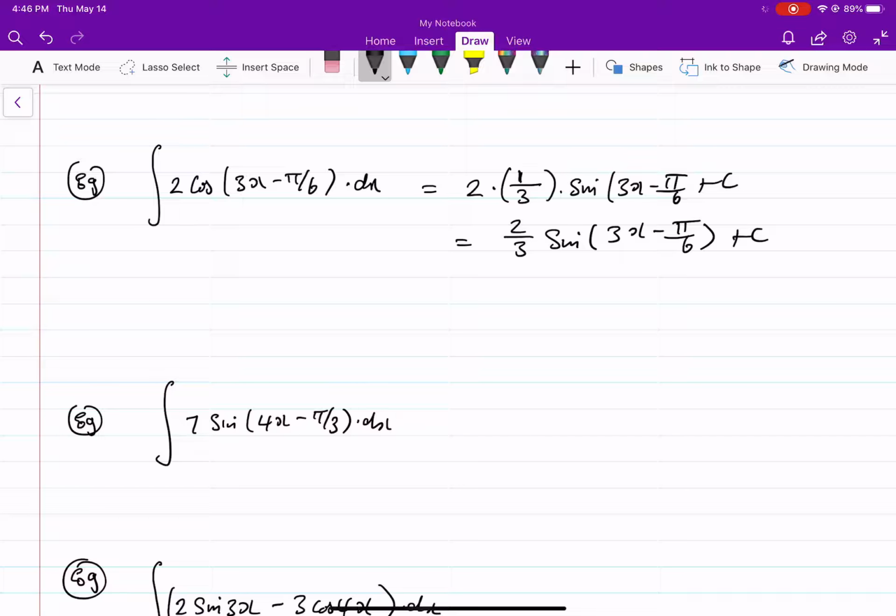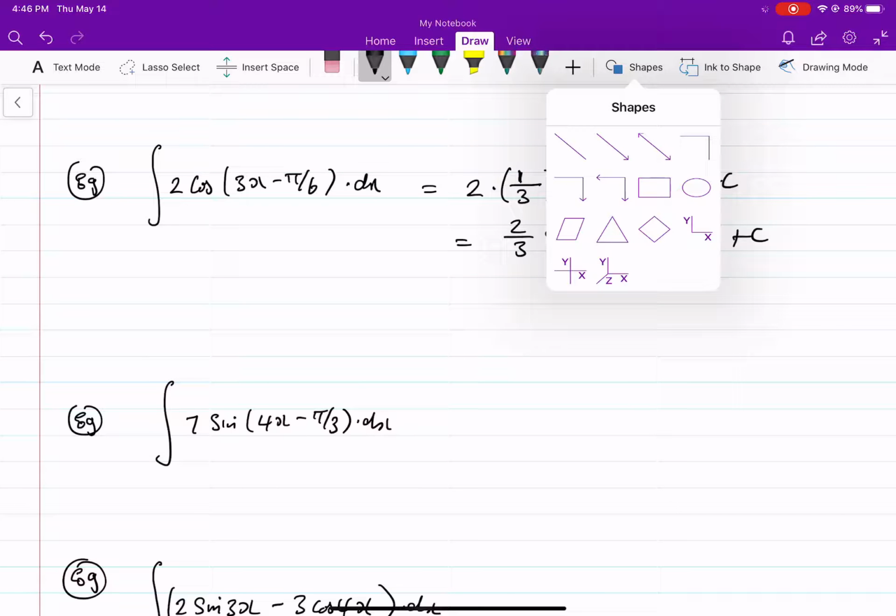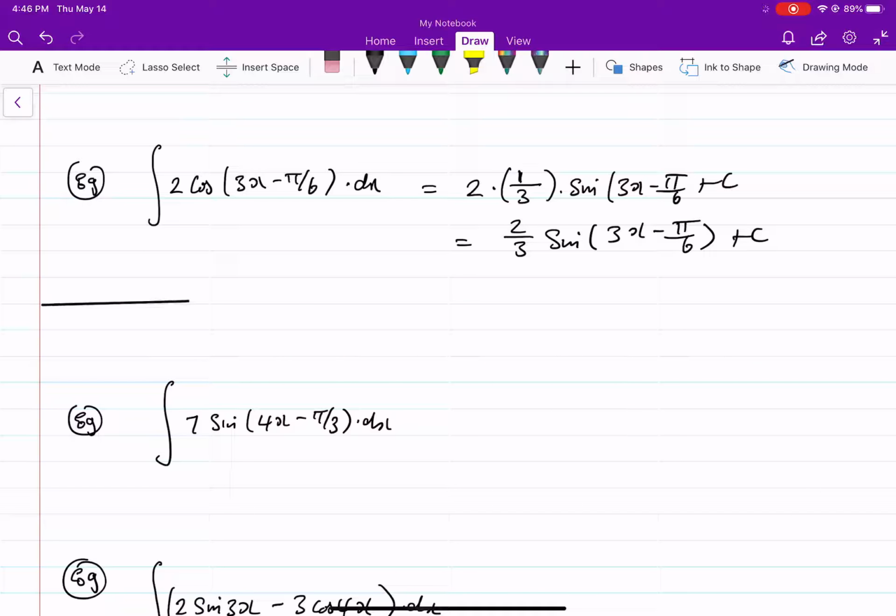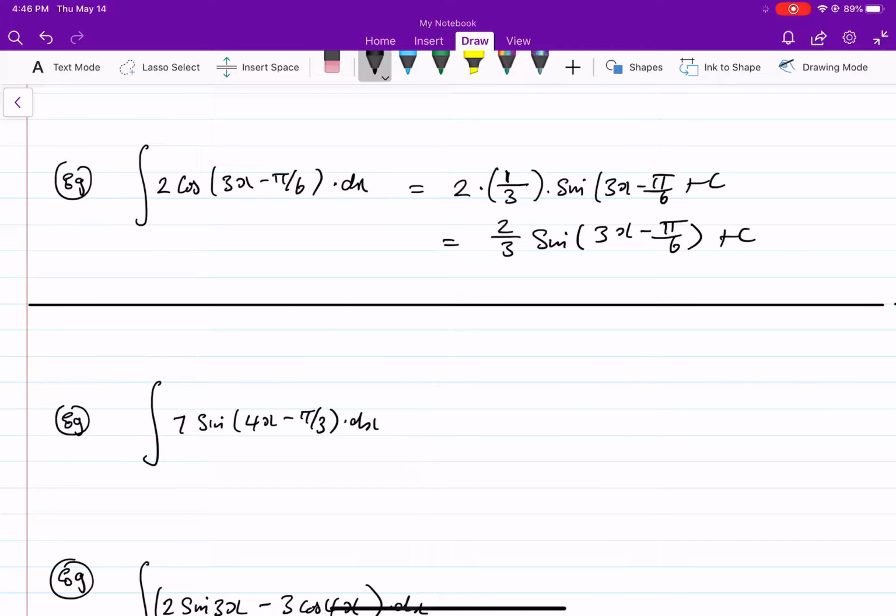Because you should know how to differentiate that, the entire final expression that I got there. Okay. Let's tackle the next one.